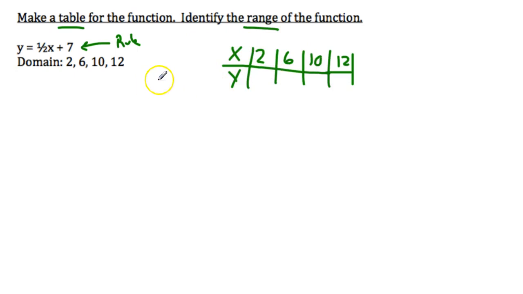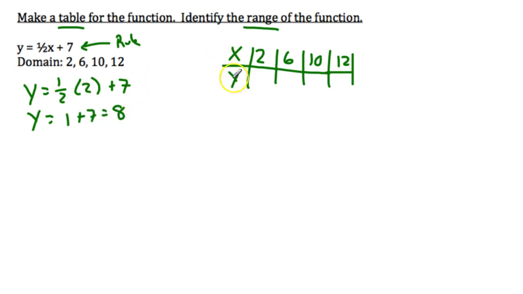And now we need to find the outputs. So how do we do that? Well, we have y equals 1/2 x plus 7. Instead of x, I put in the domain values, the inputs, 2, and it's plus 7. If I simplify that, 1/2 times 2 is 1, plus 7, and that equals 8. So the input of 2 gives you the output of 8.